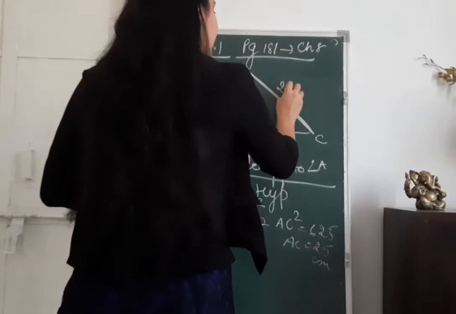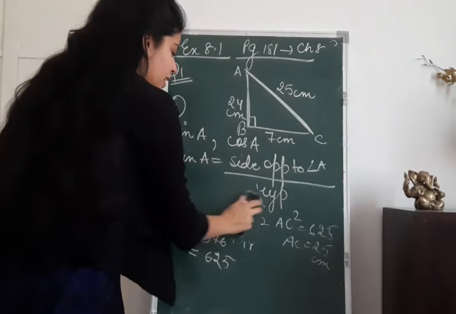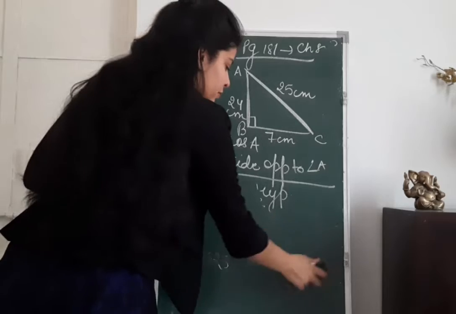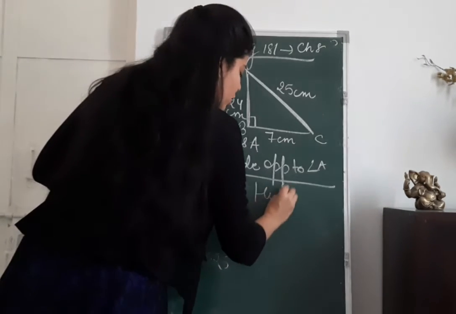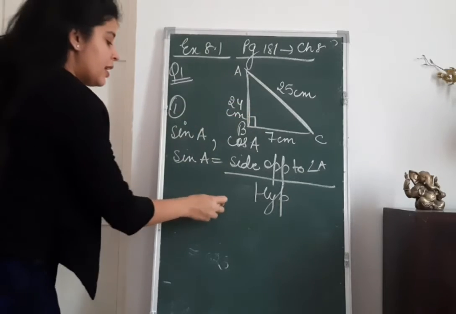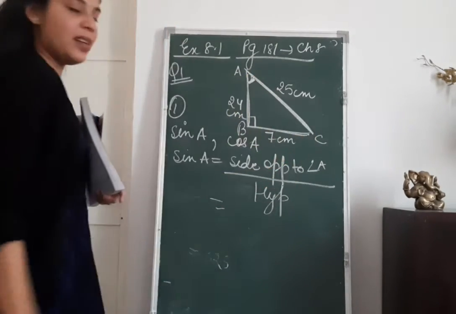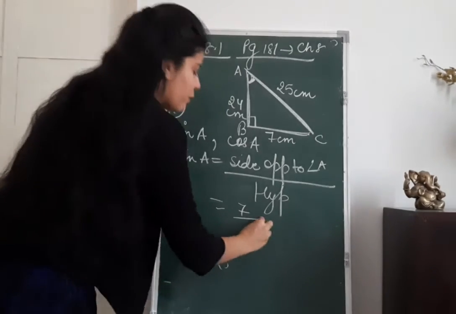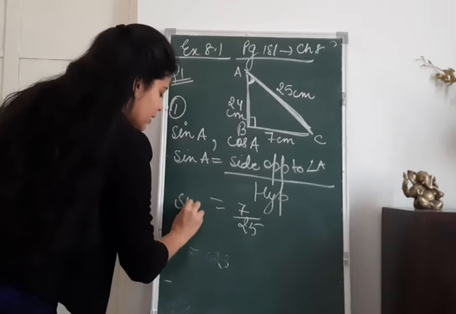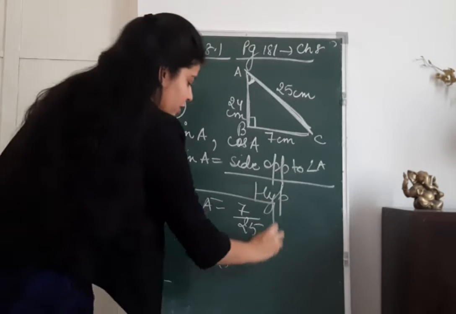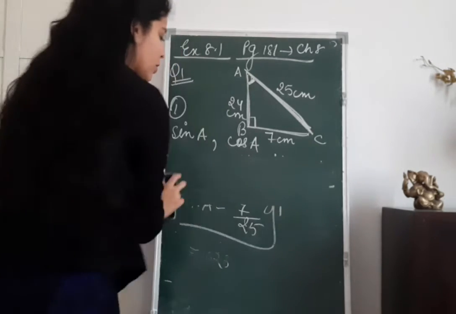So I can write AC as 25 centimeter here. That gives me all the value for this triangle. Right? That is how I got all the sides for this triangle. Now side opposite to angle A is what? 7 centimeter. So 7, and what is hypotenuse? 25. So sin A is equals to 7 upon 25.